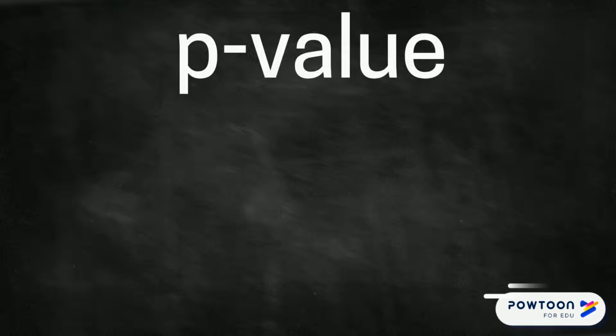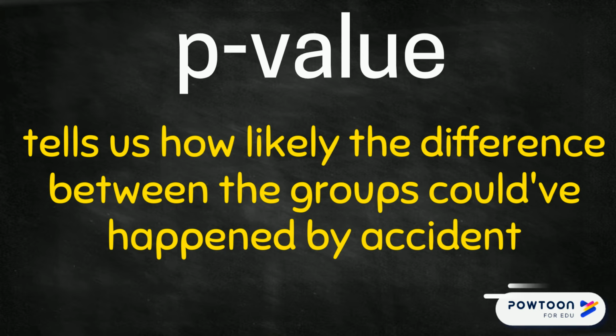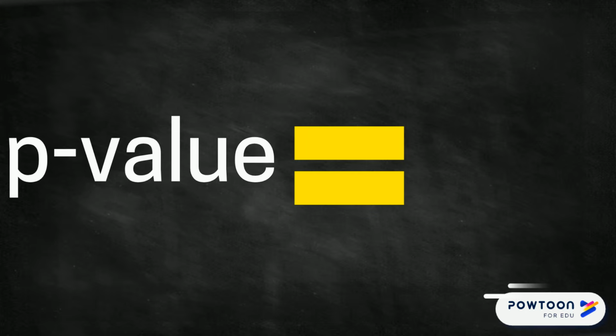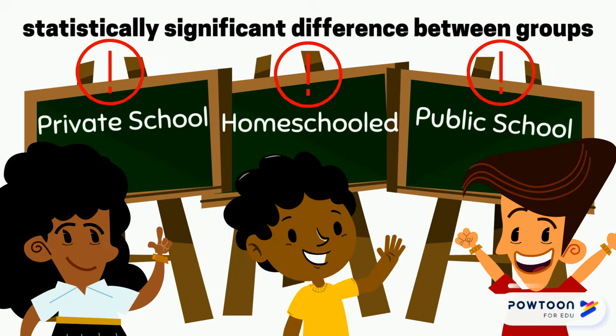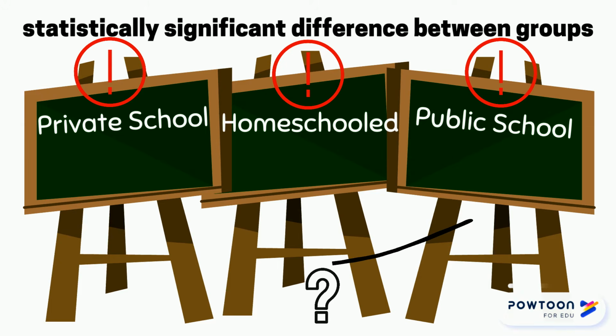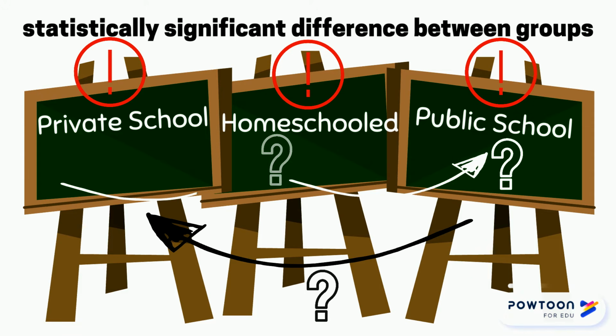The value resulting from an ANOVA is a p-value, and it tells us how likely the difference between the groups could have happened by accident. If the p-value is less than 0.05, then we know a statistically significant difference exists between groups. But we do not know which groups are statistically different from each other.